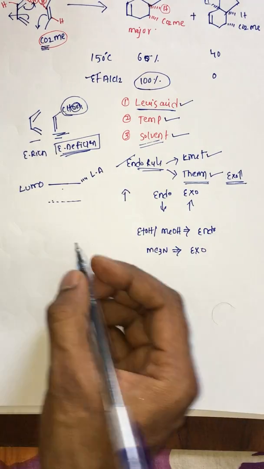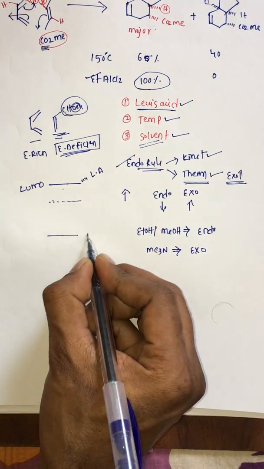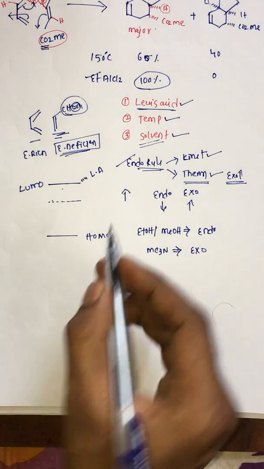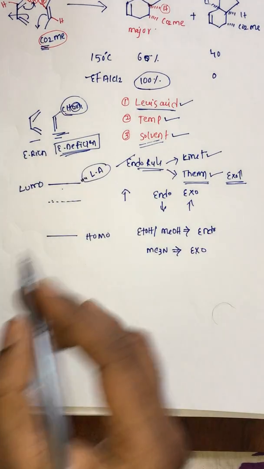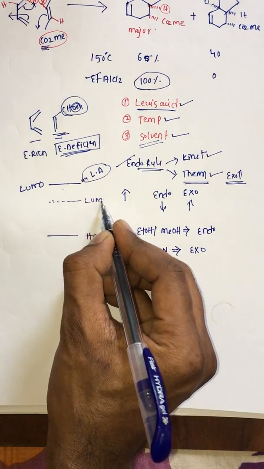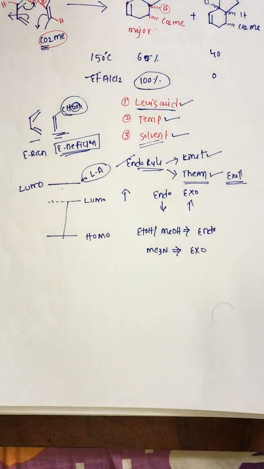So once energy is, you see, initially this is the HOMO and this is the LUMO. When we don't have Lewis acid, after we have Lewis acid, the energy gap between the HOMO and LUMO is decreasing. That means the rate of reaction will be faster. So this way also we can explain.